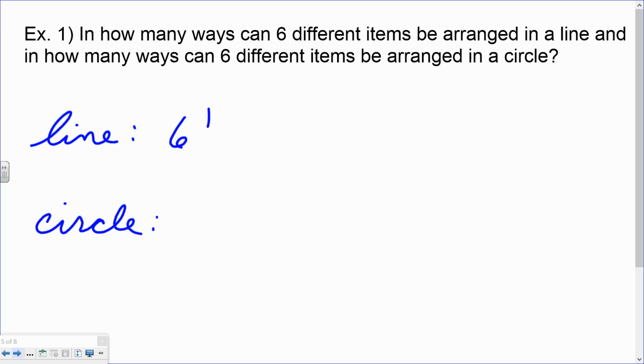So 6 factorial, 6, 5, 4, 3, 2, 1, and who's got your calculator or feels like doing that as mental math? I need an answer from you guys. What does that equal? How many ways can we actually arrange them in a line? If you'd rather do 6, 5, 4, 3, 2, 1, that's fine. Okay.